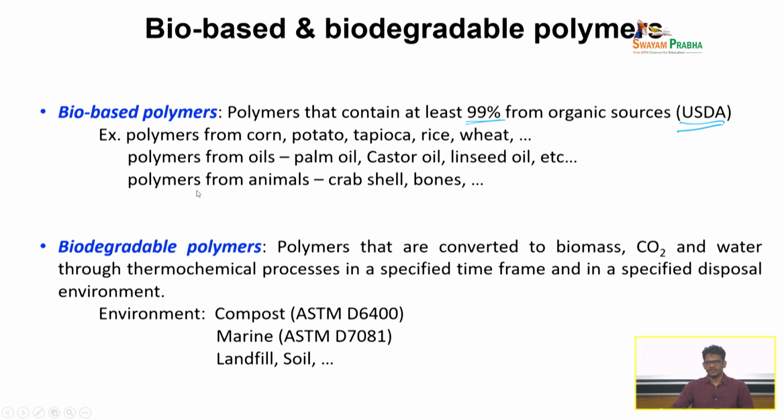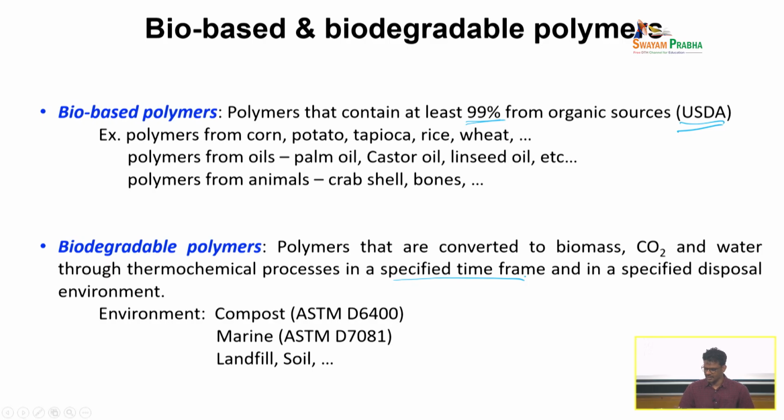There are also polymers you can draw from animals and marine life. For example, from crab shells and the bones of mammalian animals, you can draw polymers which we call proteins. So there are classes of molecules: polysaccharides, oils and fats, and proteins. As long as 99% of the mass is derived from a bio or organic source, we call them bio-based polymers.